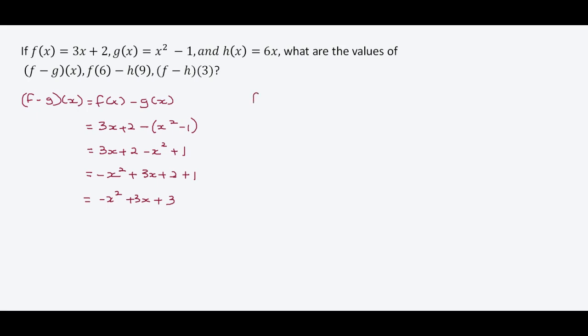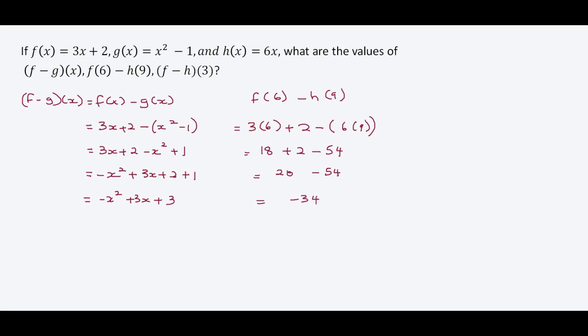Next one, we have f of 6 minus h of 9. So f of 6 is going to give us 3 times 6 plus 2, then minus 6 times 9. So 3 times 6 is 18 plus 2 minus 6 times 9, which is 54. So 20 minus 54. Let's not forget our equal signs here. This is going to give us minus 34.